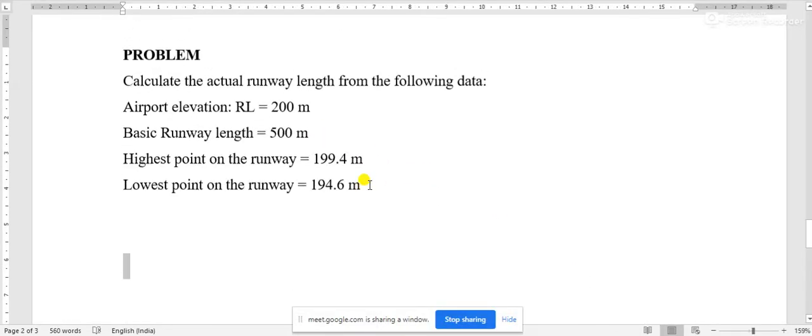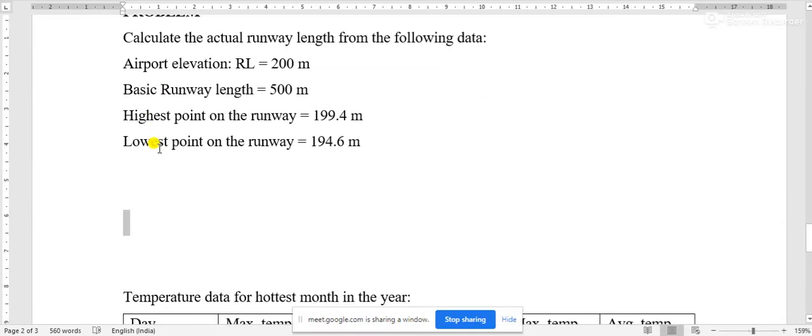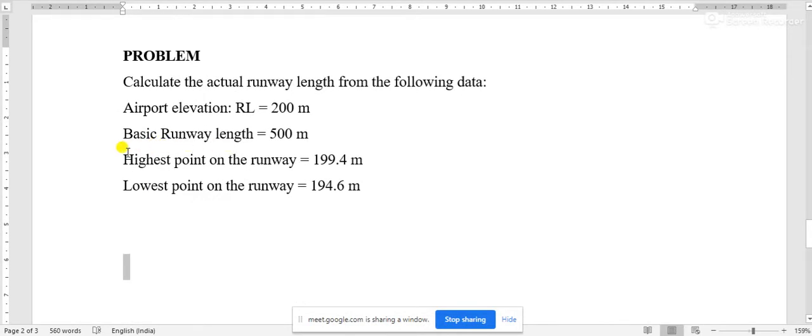Now I have taken one example problem with some data, that is airport elevation. RL of that airport is equal to 200 meter. Basic runway length means runway length when all the ideal conditions are there in the area. All the ideal conditions means those five conditions we have discussed in the previous class. For all that ideal condition, the basic runway length for this specific airport is 500 meter.